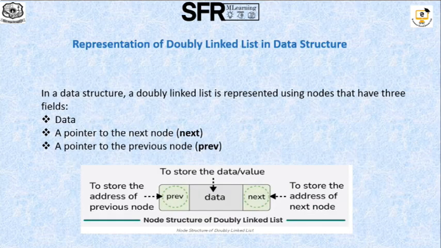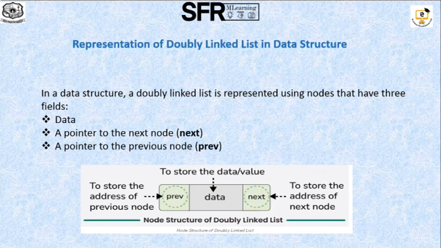Now the representation, and this diagram represents the doubly linked list. As I already said, it contains three divisions. The first one contains the previous node, the second is the main data, and the third is the next node. In the data division we have the data, in the previous division we have the address of the previous node, and in the next division we have the address of the next node. This is the representation of doubly linked list. So this is the basic structure.